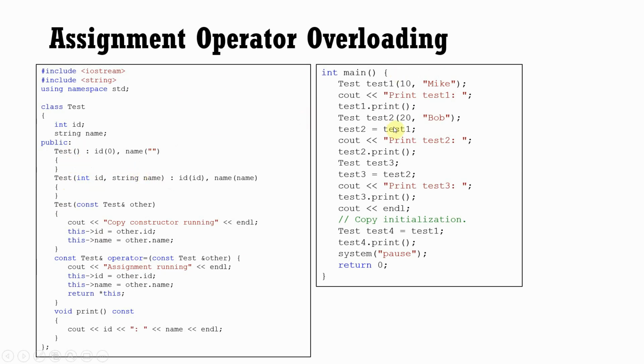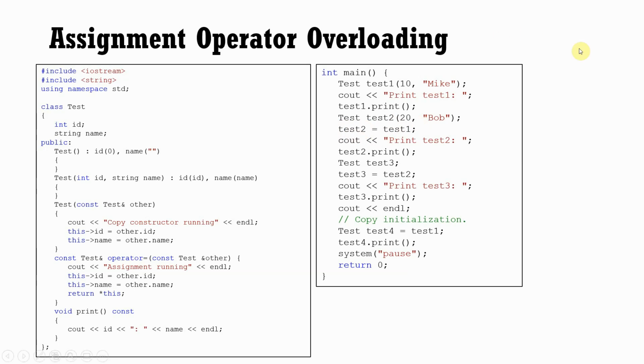Here you see that test1 is instantiated by calling the non-default constructor. test2 as well is going to call the non-default constructor. This one, which function is called here? The assignment operator is called here. Why is this not calling the copy constructor? Because the copy constructor is called only when we are instantiating an object.